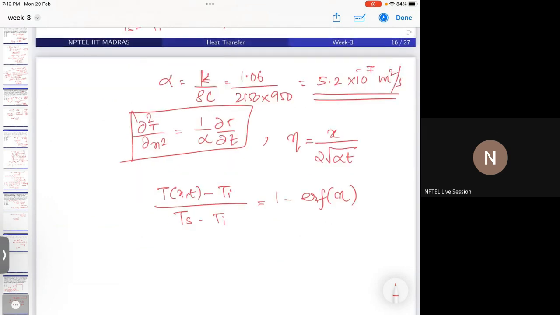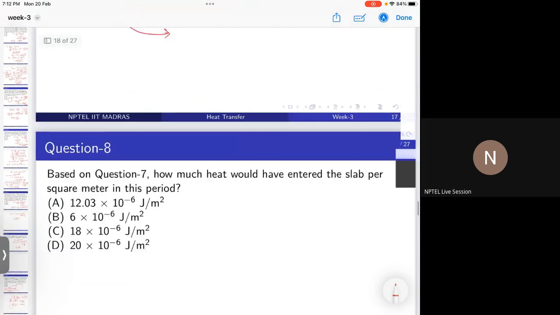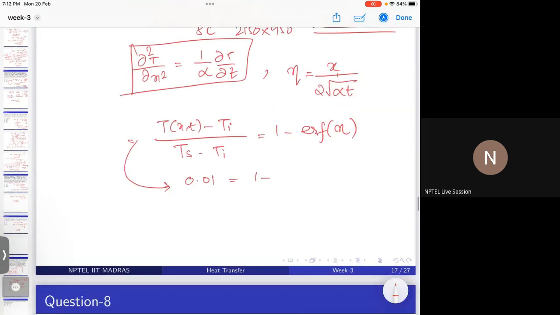Here, the value is given in the question: 0.01 is equal to 1 minus error function of eta. One minus error function is the complementary error function. You can use the error function charts, or you can directly Google an inverse error function and complementary error function calculator, and if you use that, you will get eta as around 1.82. So you get eta equal to 1.82.